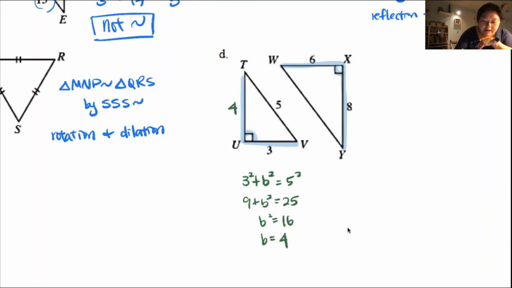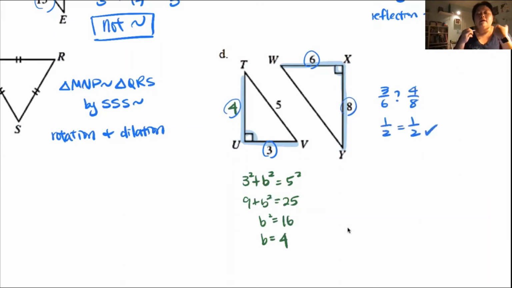Okay, now I can go ahead and check just the 2 sides to see if they're proportional because I have an angle here. So short side to short side, 3 to 6, is that the same as 4 to 8? 4 to 8. I can reduce the first to 1/2. I can also reduce the second one to 1/2. Therefore, the ratios are the same. So beautiful. I can now say triangle VUT, similar to triangle WXY, by side, angle, side, similarity.